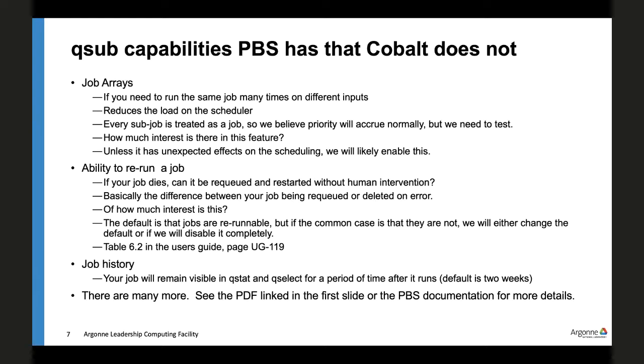PBS, you can have job history. You're in Cobalt. Once your job was complete, it disappeared from QStat. You couldn't get any history on it. In PBS, that is not true. It remains visible. And we can set a time to live, a timeout, and its default is 2 weeks, and that's probably where we'll start. And then that can be adjusted based on user demand versus what it does in terms of server load and database size and all that kind of stuff. And again, there are many more.